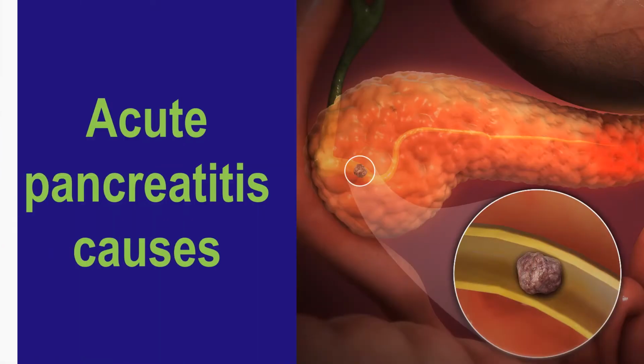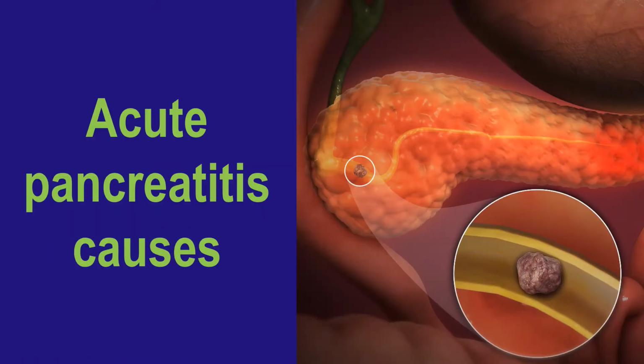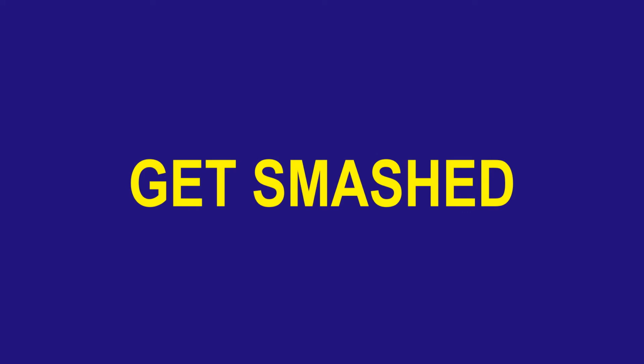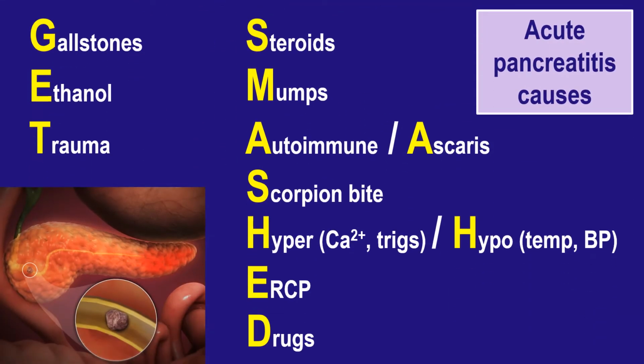Today's topic is on causes of acute pancreatitis. The best way of remembering causes of acute pancreatitis is the much-quoted mnemonic, GET SMASHED. The first two letters, G for gallstones and E for ethanol, are by far the most common causes, together making up 80 to 90% of cases, and they're really the main ones to focus on when the diagnosis is made.